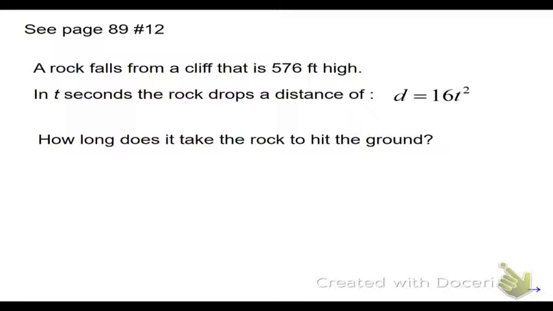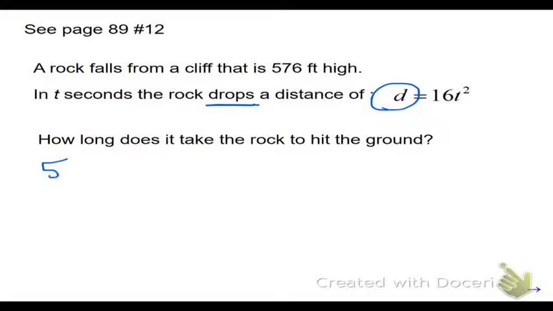Then we have this formula that gives the distance in time. Well, it's the distance that it drops. Okay, in t seconds, the rock drops a distance of that much. So if it's on the ground, what is the distance based on the wording of this problem? So in this case, is the distance at this point in time 0 because it's on the ground? Hopefully you said no. The distance when it's on the ground is it traveled 576 feet. Okay, so D is 576.